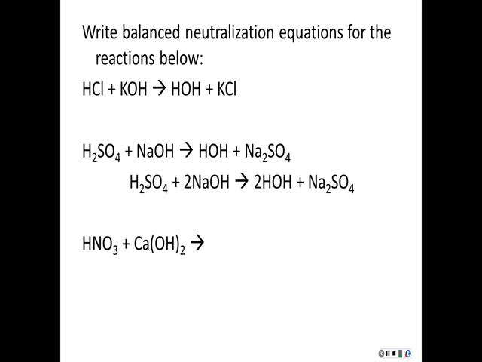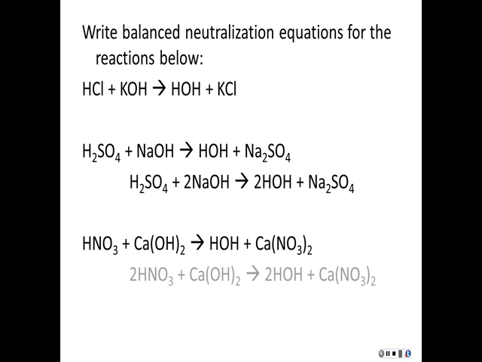And then we have the last one here, nitric acid and calcium hydroxide. We're going to get water and calcium nitrate. And again, we'll have to balance off the equation. And here we go. So you should be able then to figure out the formula for the salt when you add an acid to a hydroxide.